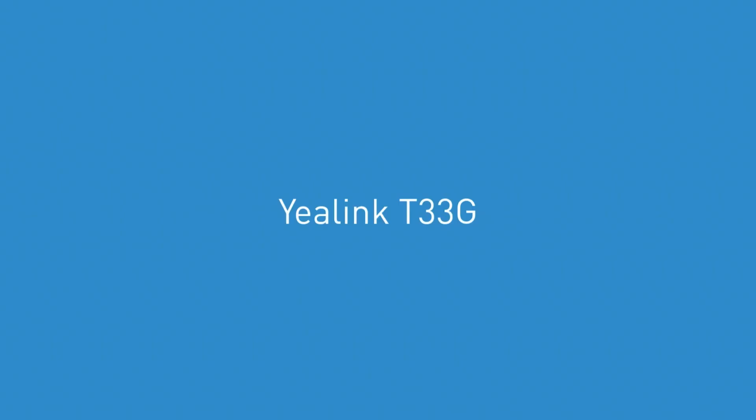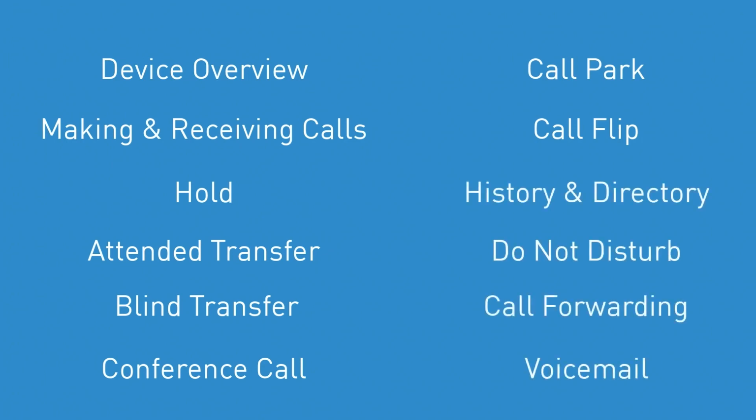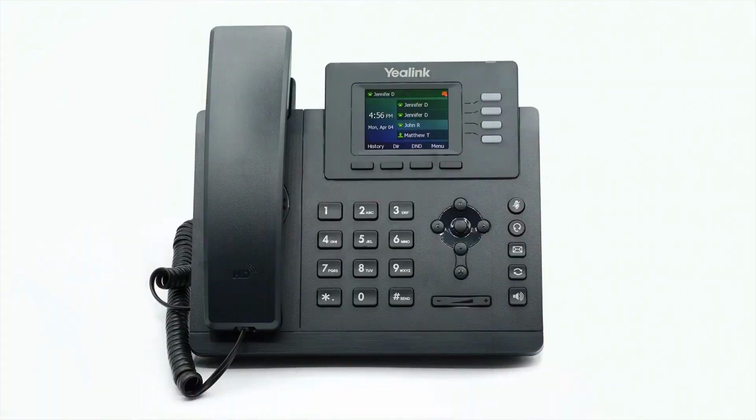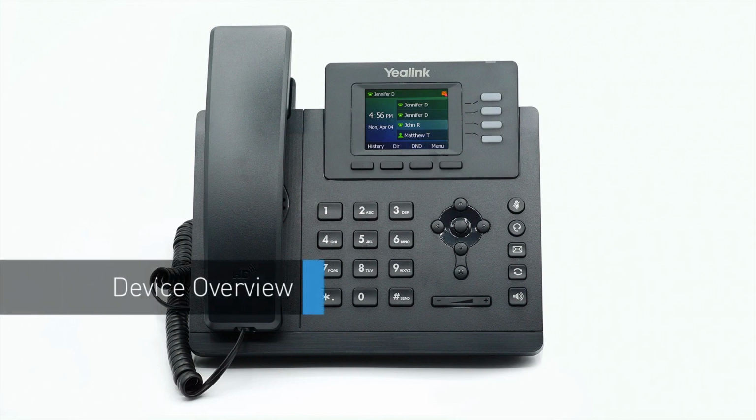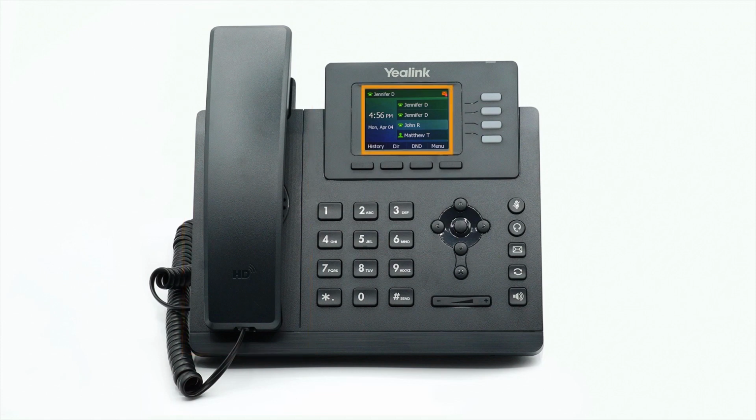the Yealink T33G. In this video, we will go over the device features and some commonly used functionality to get you up to speed with your new phone. When you first set up your phone, take a few minutes to familiarize yourself with the hardware and button locations. On the left is your handset, and at the right of the device is your display screen and keypad. Next to the keypad, you will see some additional buttons for quick access to different features of the device, such as your navigational arrow keys, headset and speakerphone buttons, and physical mute, redial, and voicemail buttons.